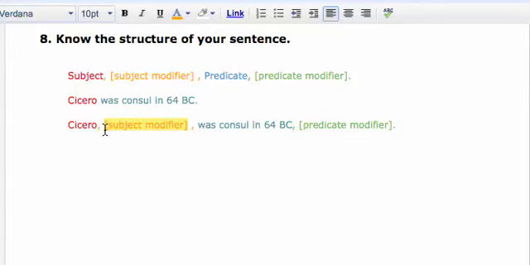And the subject modifier in this case is a prominent Roman lawyer was consul in 64 BC. And again, you could take this, and that's a perfectly acceptable sentence.